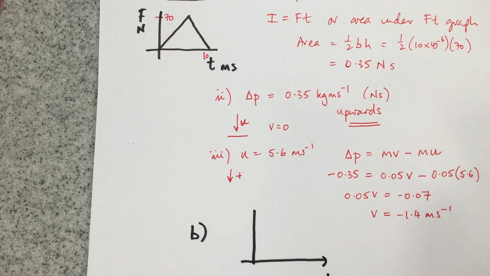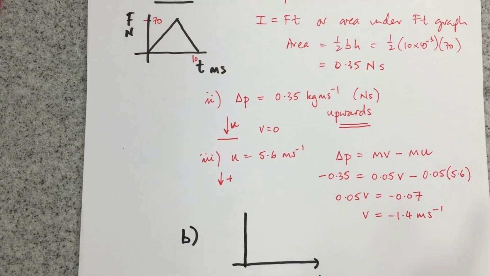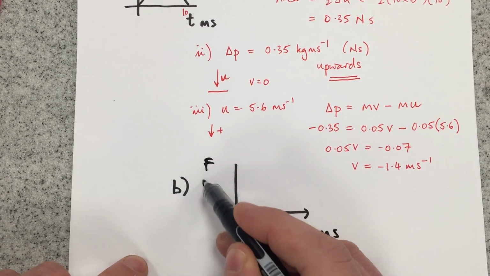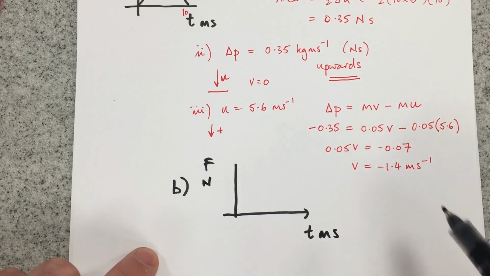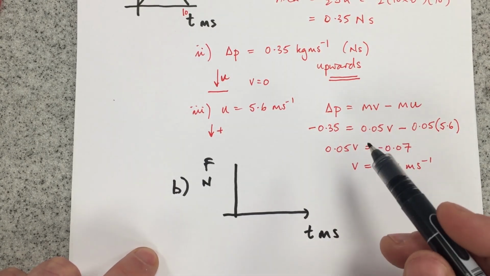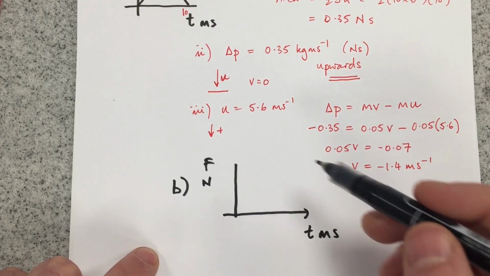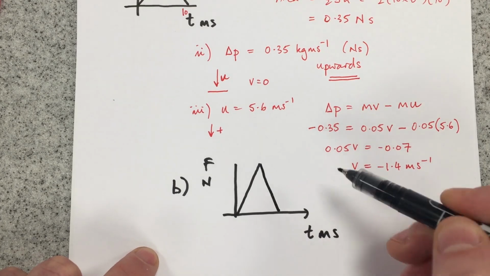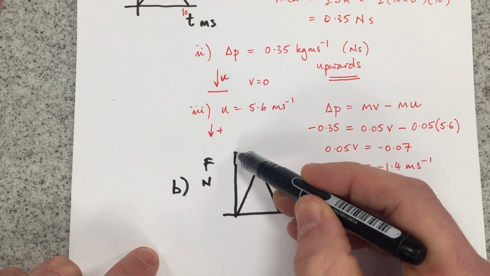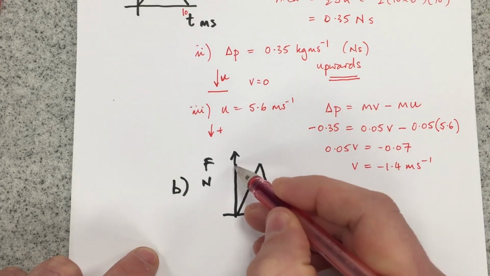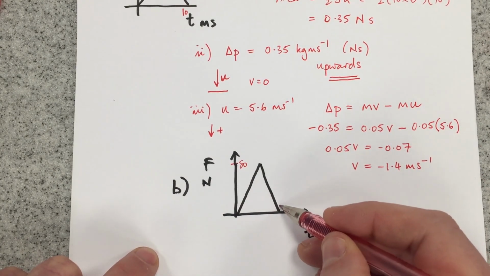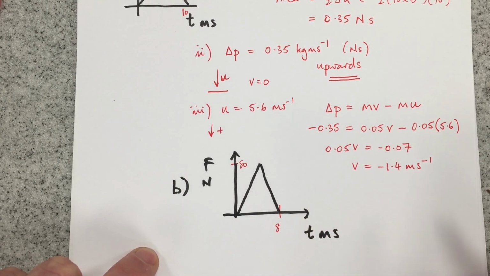So let's put the graph with the same units and the same axis, so milliseconds on the x-axis for time and newtons for force. You can either show that if it's a harder material, then it's going to have a greater force and a shorter time. Those two things you need to show. So you would have to show that this is bigger than 70, and you would have to show that this is shorter than 10. That would get you both marks.